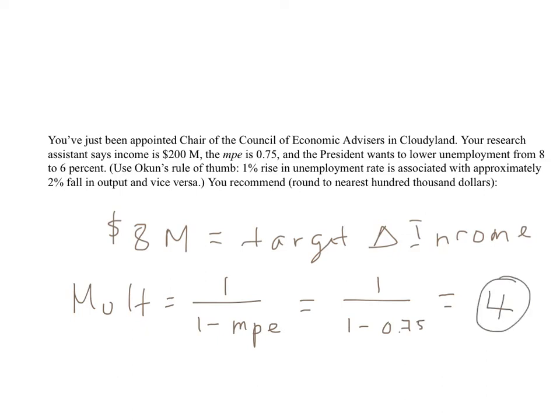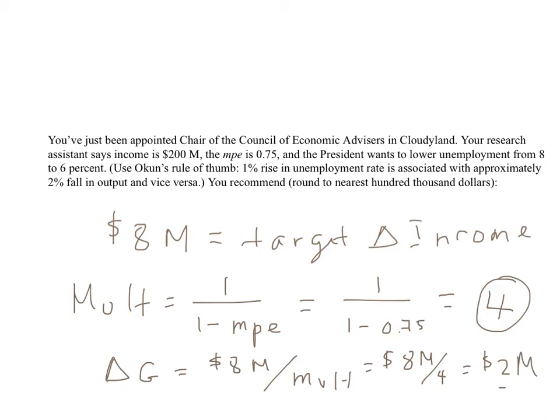Now we use this multiplier to arrive at how much our change in government spending should be. Well, it's going to be the target change in income of $8 million divided by the multiplier. Okay, so it's 8 million divided by 4, so it's $2 million. That is the amount of additional government spending that would go into output, be multiplied by a factor of 4, and then become the $8 million target change in income that we are seeking.